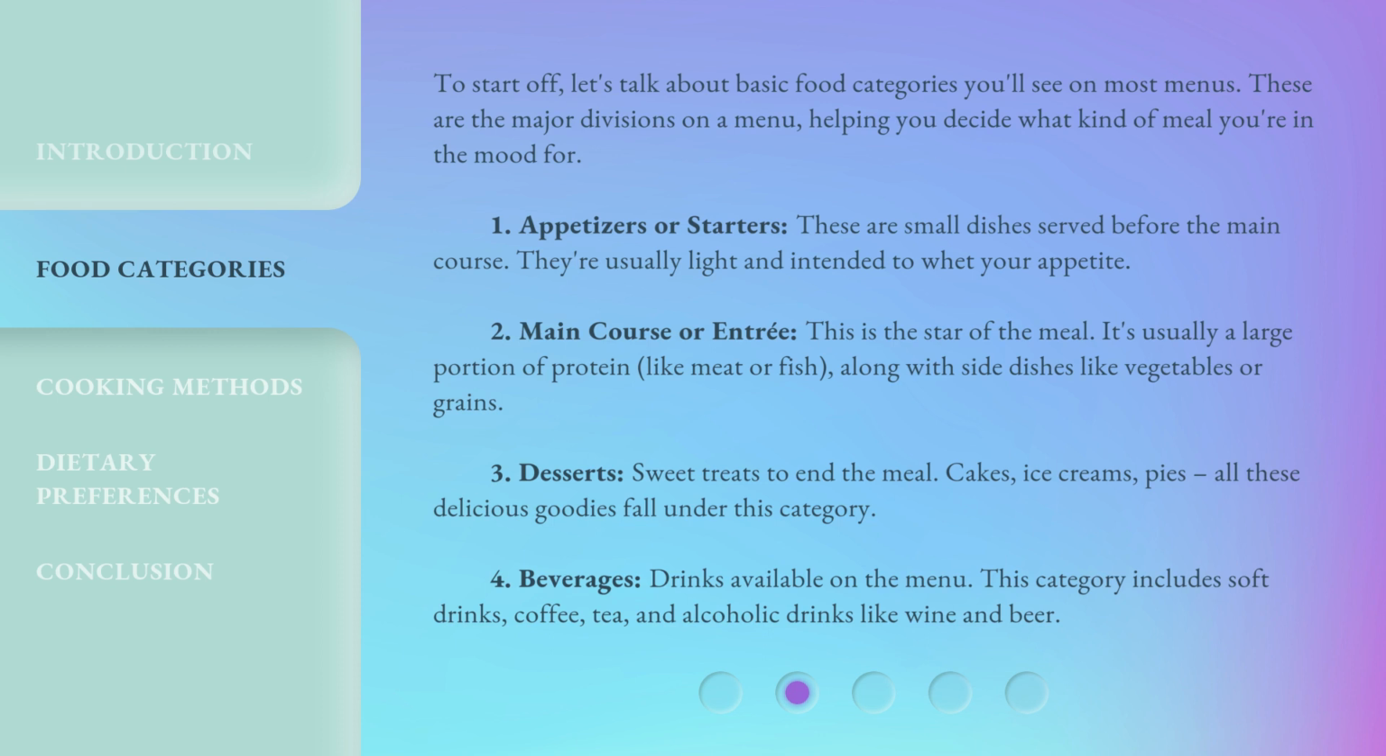2. Main course or entree. This is the star of the meal. It's usually a large portion of protein, like meat or fish, along with side dishes like vegetables or grains. 3. Desserts. Sweet treats to end the meal. Cakes, ice creams, pies. All these delicious goodies fall under this category.